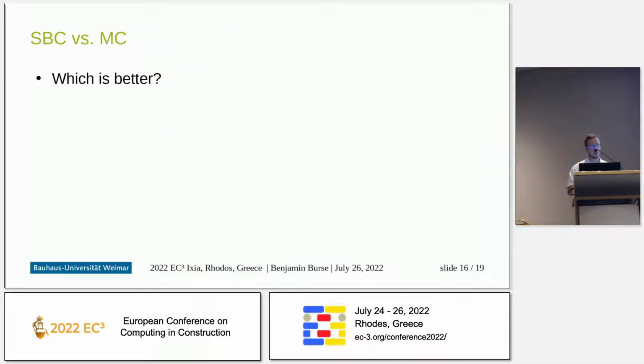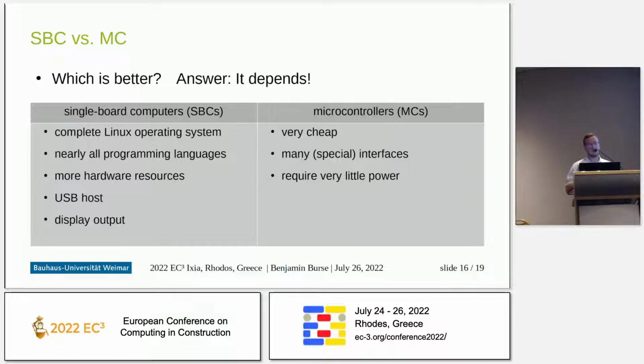So this brings me to the question, which one is better? And the clear answer is, it depends. If you have to have an operating system, for example, things to install, things to do, which you can't do on these limited resources of a microcontroller, then probably you're good with a single board computer. If you need a certain language which is not capable of creating these binary files for a microcontroller, again, probably you should go with a single board computer. If you use special USB hardware, again, the single board computer. And also display output, if you need it, probably then you should go with the single board computer.